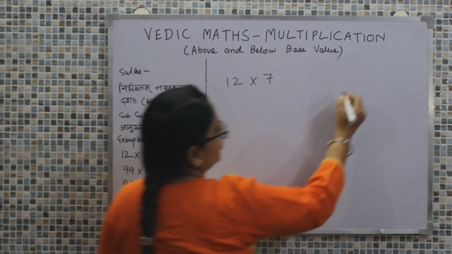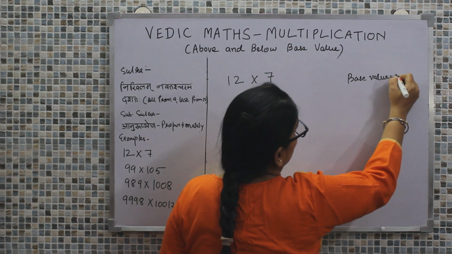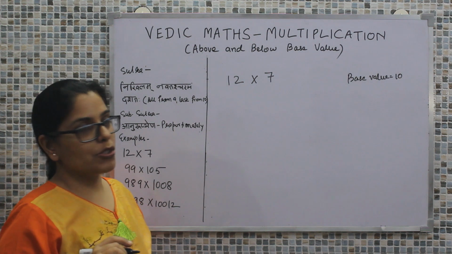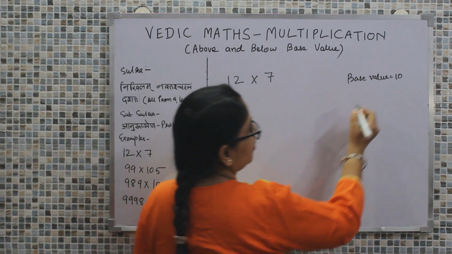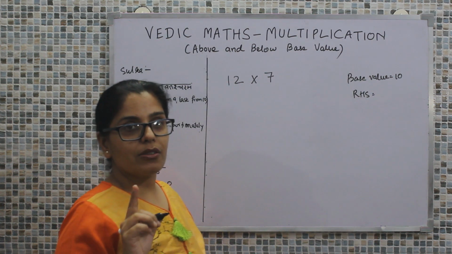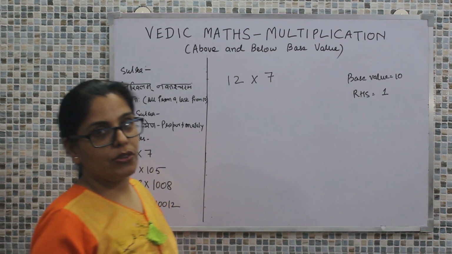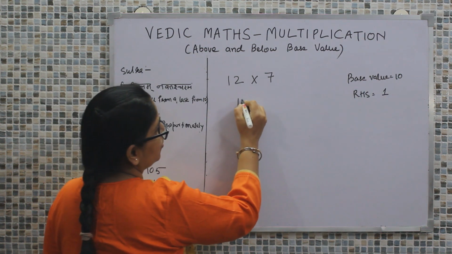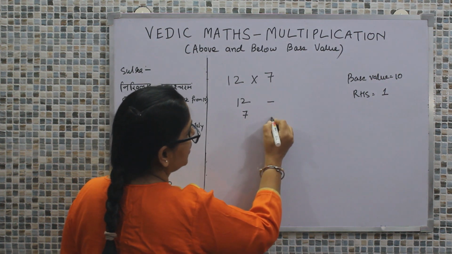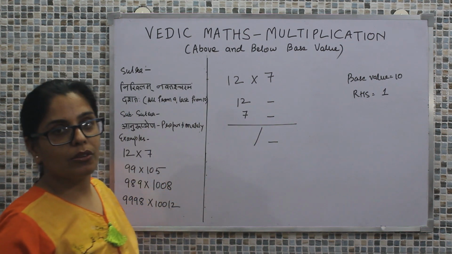Now let's make out the base value. The base value over here is 10. Why? Because both these numbers are nearest to 10. Considering the number of places on the RHS, because 10 has a single 0, we need only a single place on the RHS. So let's solve it. We have 12 and 7. The RHS will have a single place and a single place. For the answer also, the RHS will have a single place.